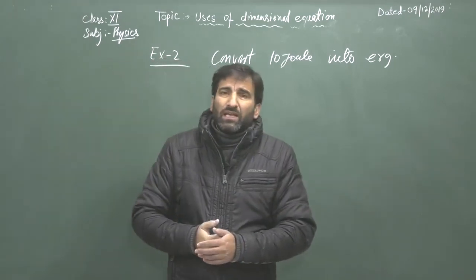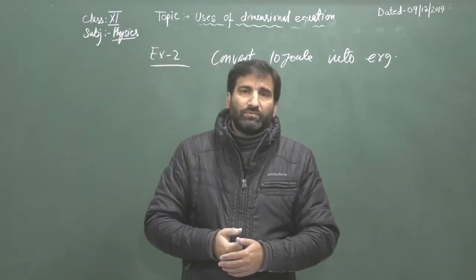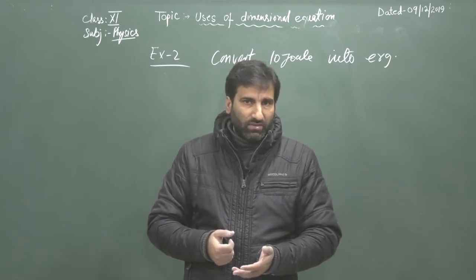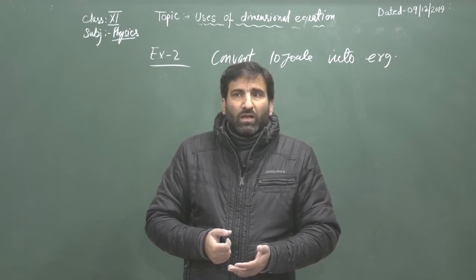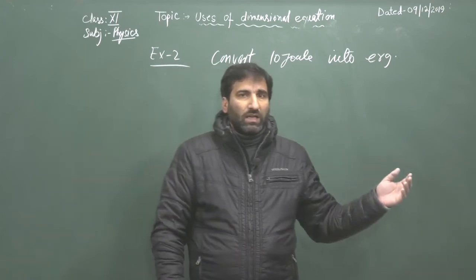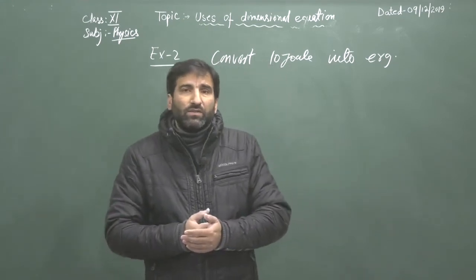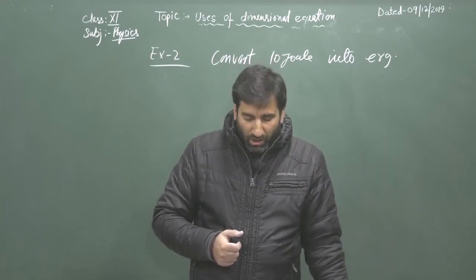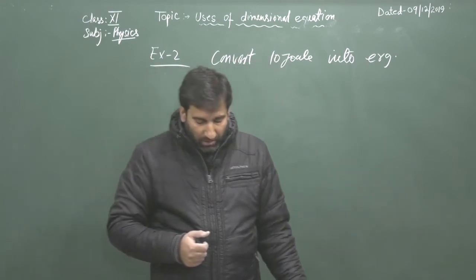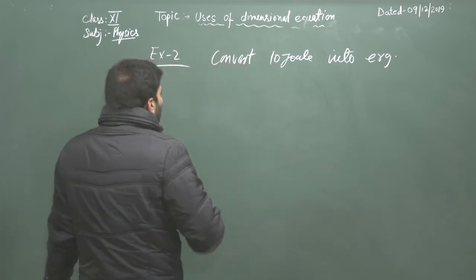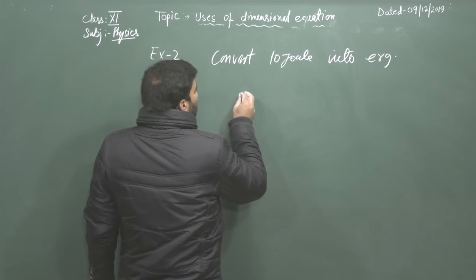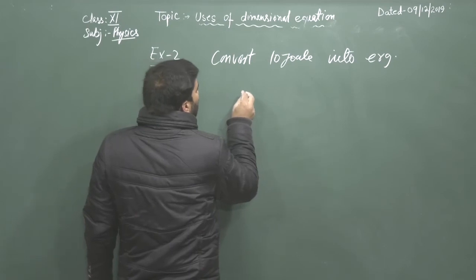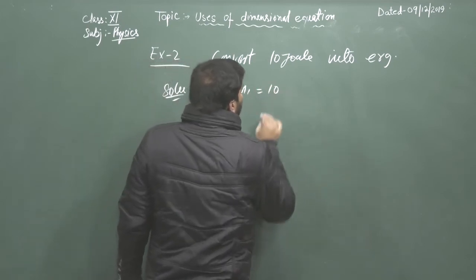So joule is the SI unit of work, whereas erg is the CGS unit of work. So we have to again go from SI to CGS. So how can we go? Here the numerical value in one system of units, N1, is equal to 10.